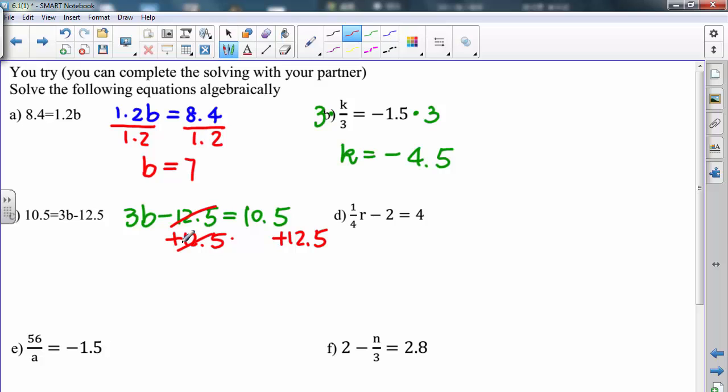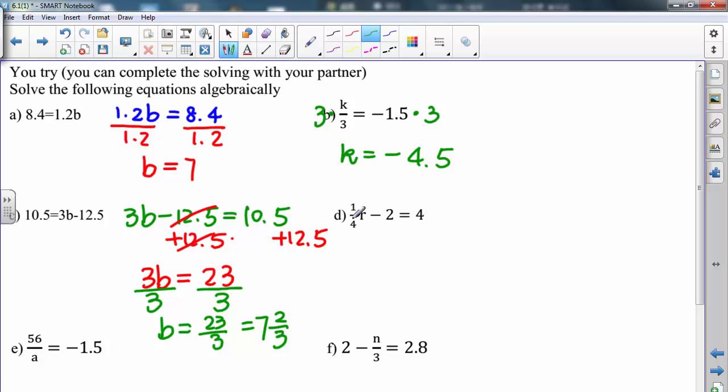Cancel the positive and the negative ones. So I only have 3b left on the left side. 10.5 plus 12.5, this one becomes 23. Then 3 times b equals 23. I only need to divide both sides by 3 because the inverse of multiplication is dividing. So b equals 23 divided by 3, which is 7 2/3.